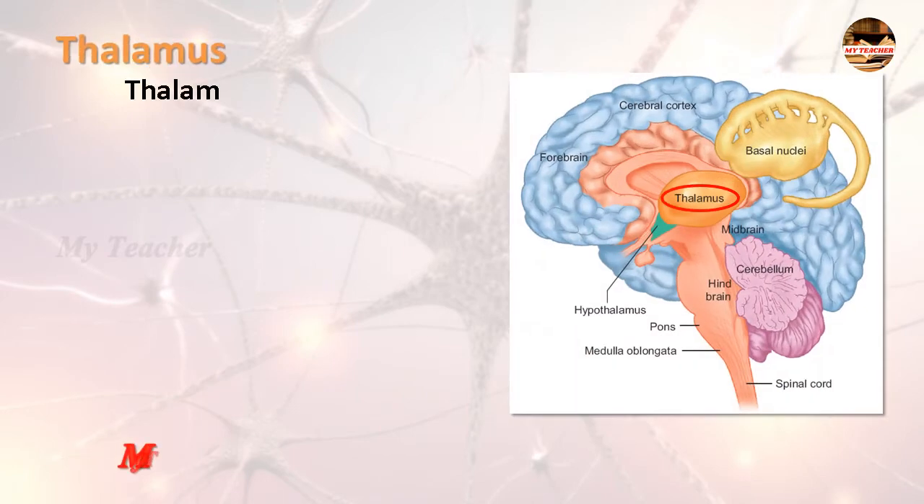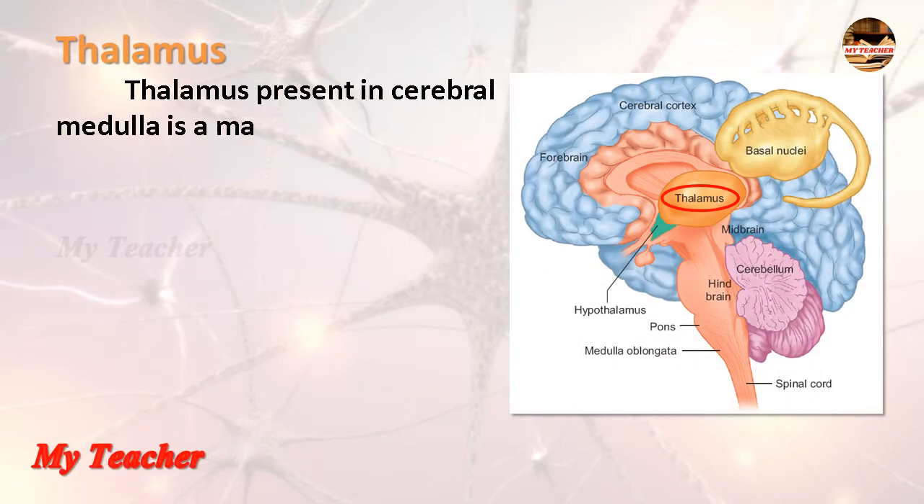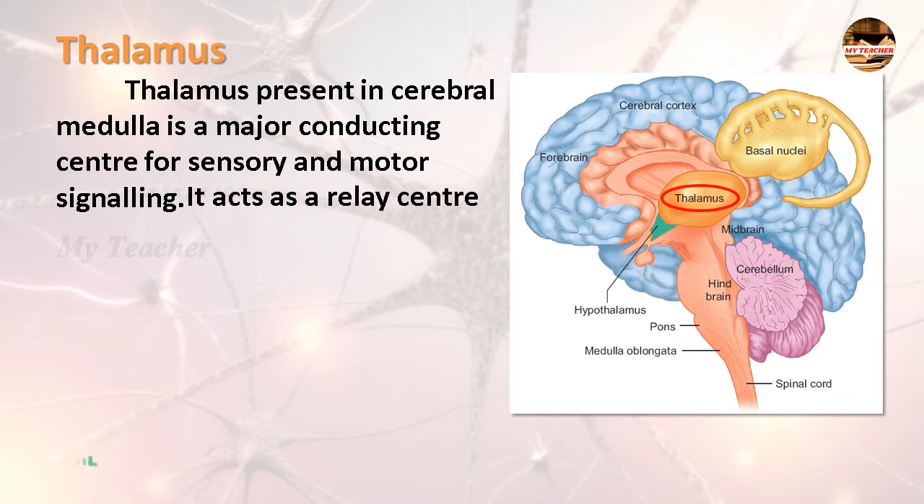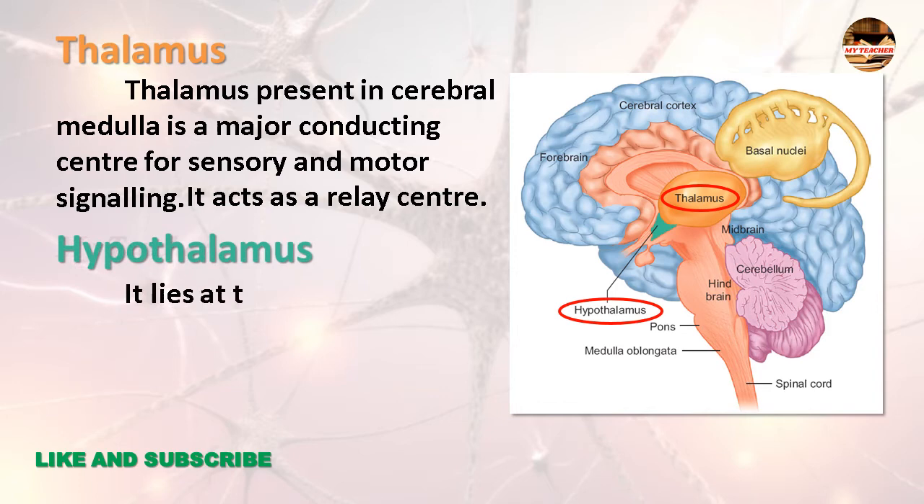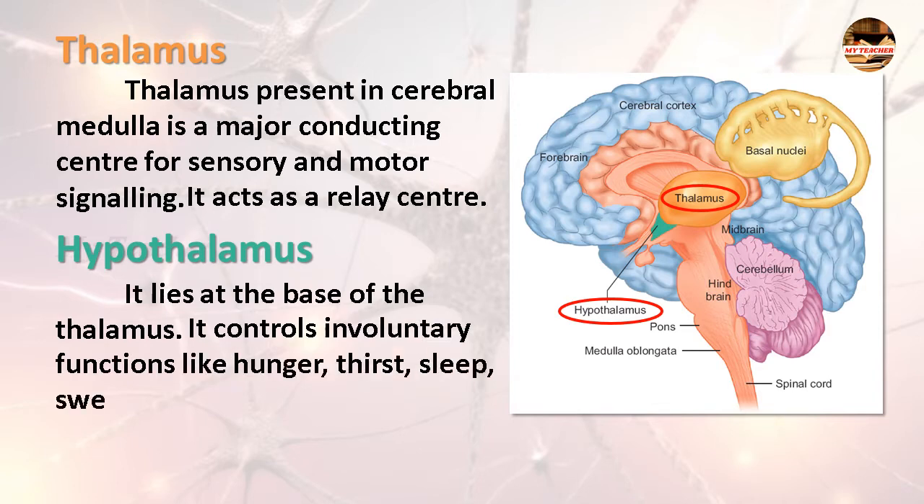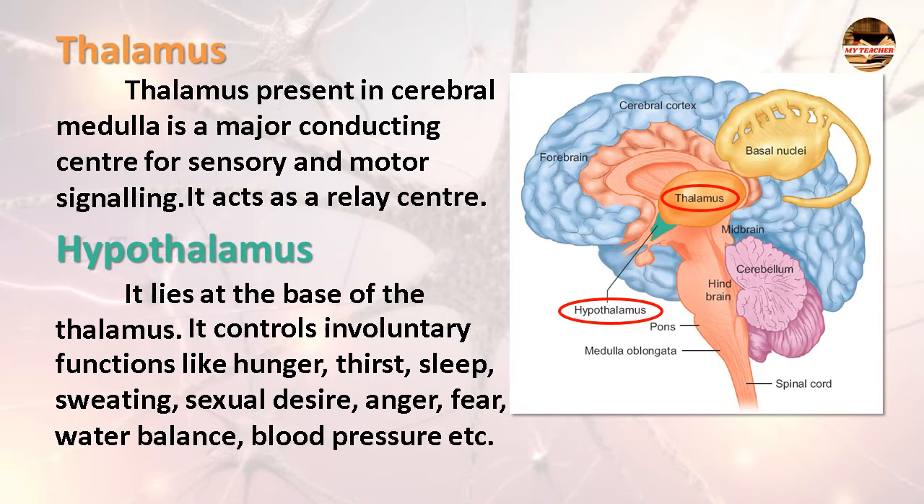Thalamus. Thalamus present in cerebral medulla is a major conducting center for sensory and motor signaling. It acts as a relay center. Hypothalamus. It lies at the base of the thalamus. It controls involuntary functions like hunger, thirst, sleep, sweating, sexual desire, anger, fear, water balance, blood pressure, etc. See the parts thalamus and hypothalamus in the picture.